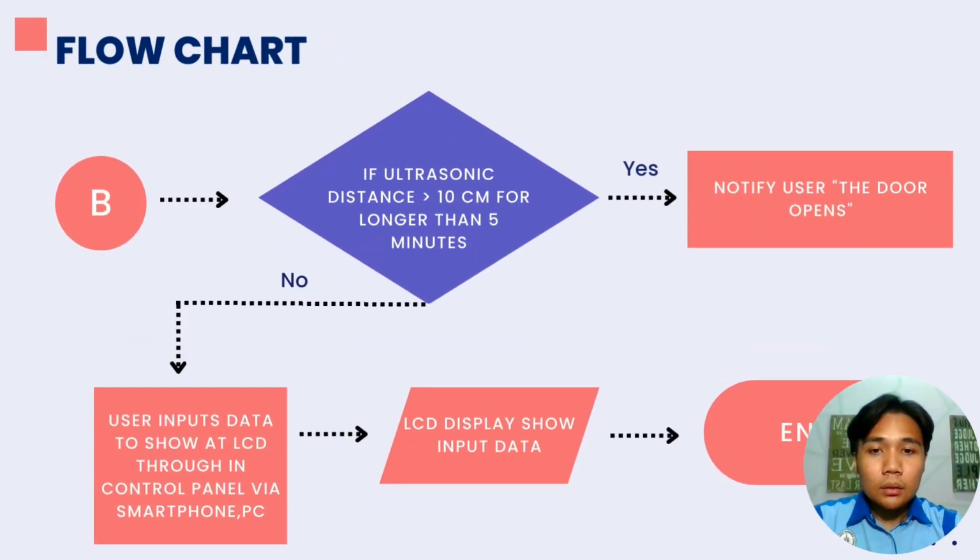Next, if the ultrasonic sensor detects a distance of more than 10 cm for longer than 5 minutes, it will notify the user the door is open. If not, the user can input data to show on the LCD through the control panel via smartphone, laptop or PC, and the data will show on the LCD display.